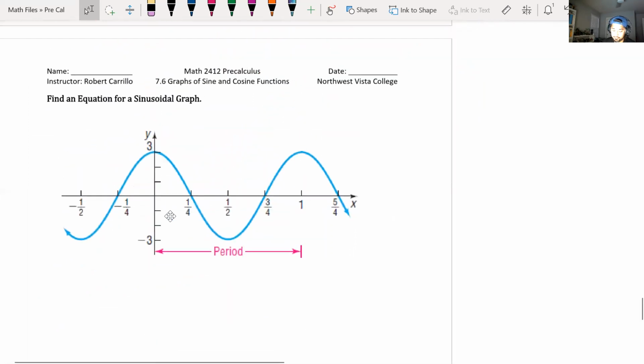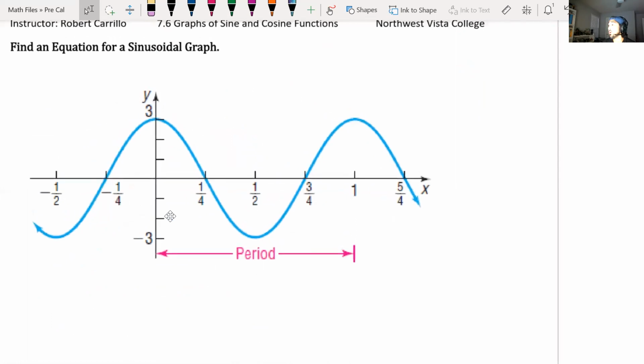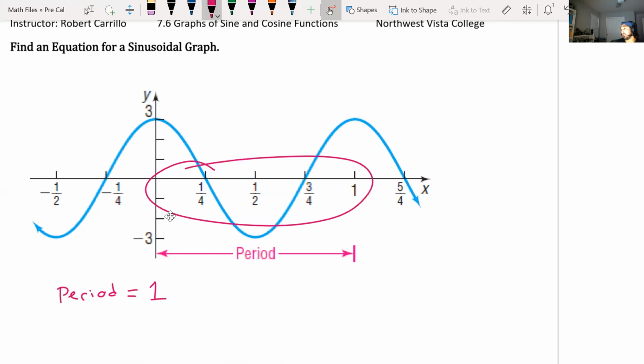What do we have? Find an equation for a sinusoidal graph. So, given the graph, let's go ahead and find the equation that it most relates to. First thing they're giving us is the period. They're saying that the period is equal to 1. So the period of this trig function will repeat itself every 1 unit.